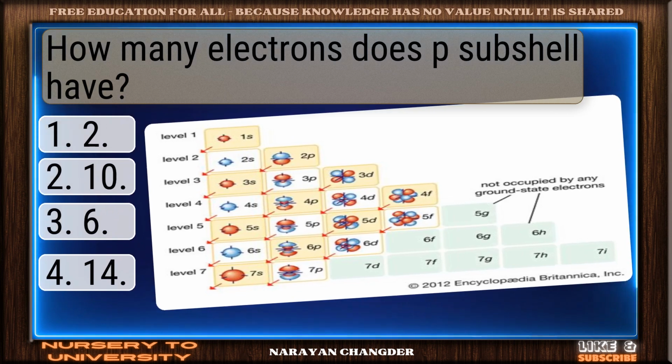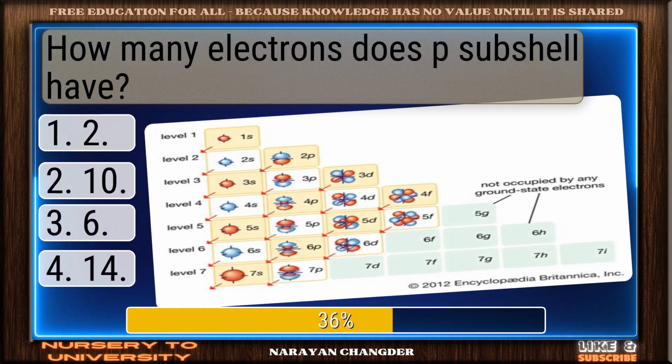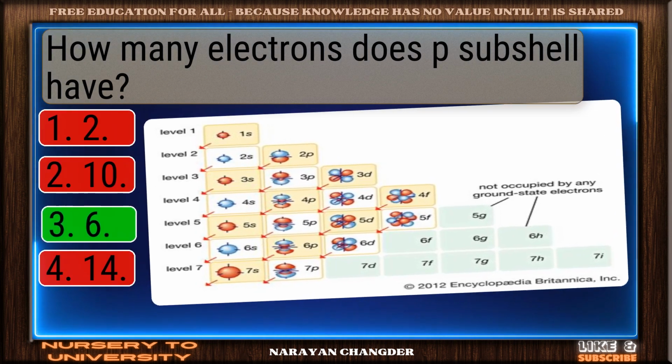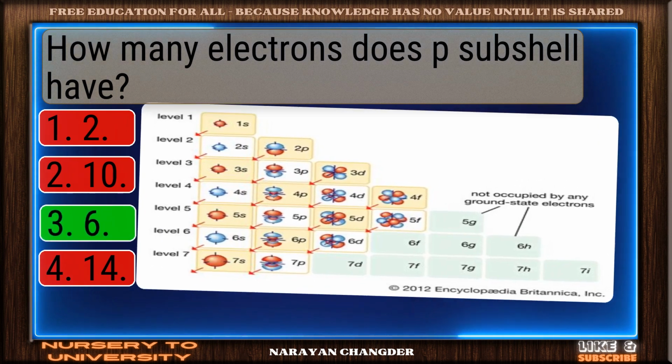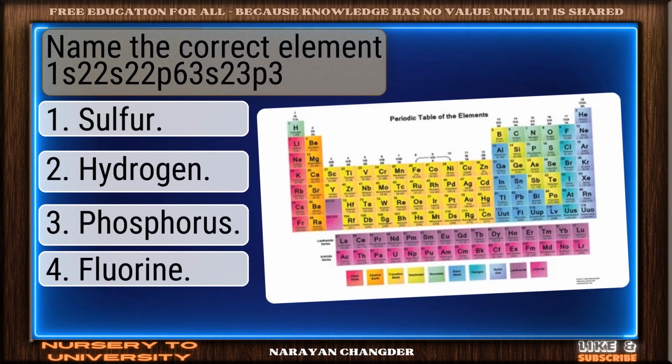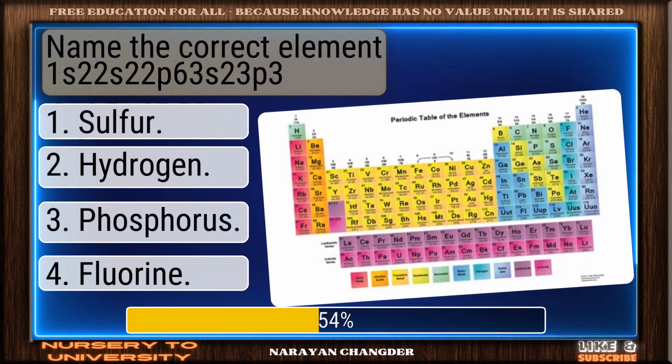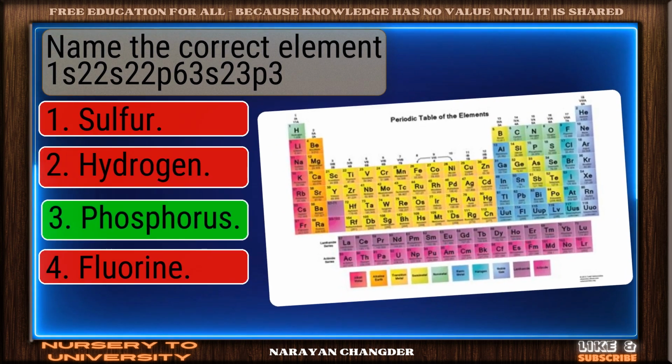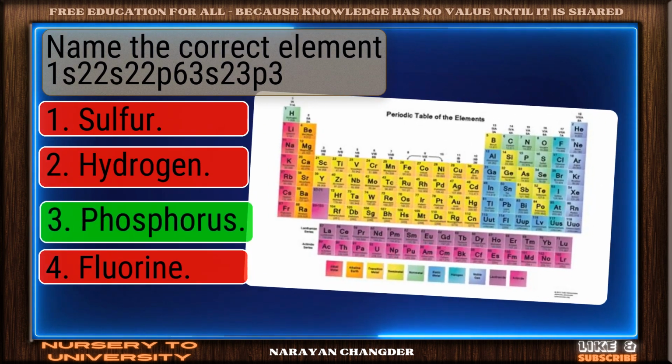How many electrons does the p subshell have? Nice selection. 6 is the correct and valid answer. That element is 1s2 2s2 2p6 3s2 3p3. Nicely done. Phosphorus is a solid answer.